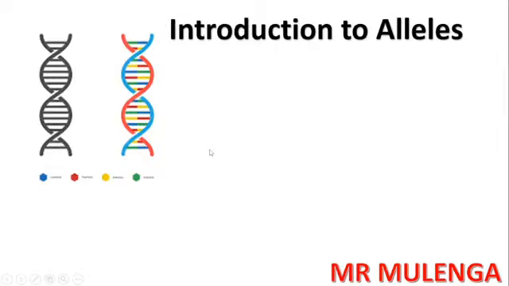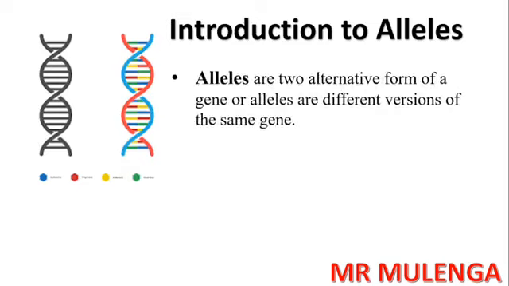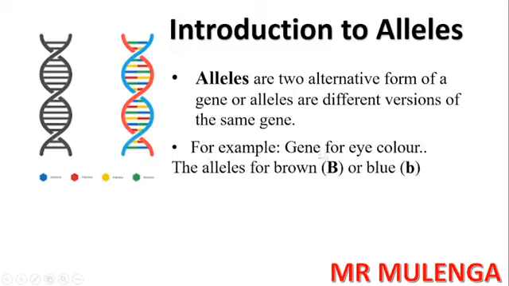So what is an allele? Alleles can be defined in different ways. You can say alleles are two alternative forms of a gene, or you can say alleles are different versions of the same gene. For example, if you're talking about the gene for eye color, we can have the alleles for brown eyes and for blue eyes.